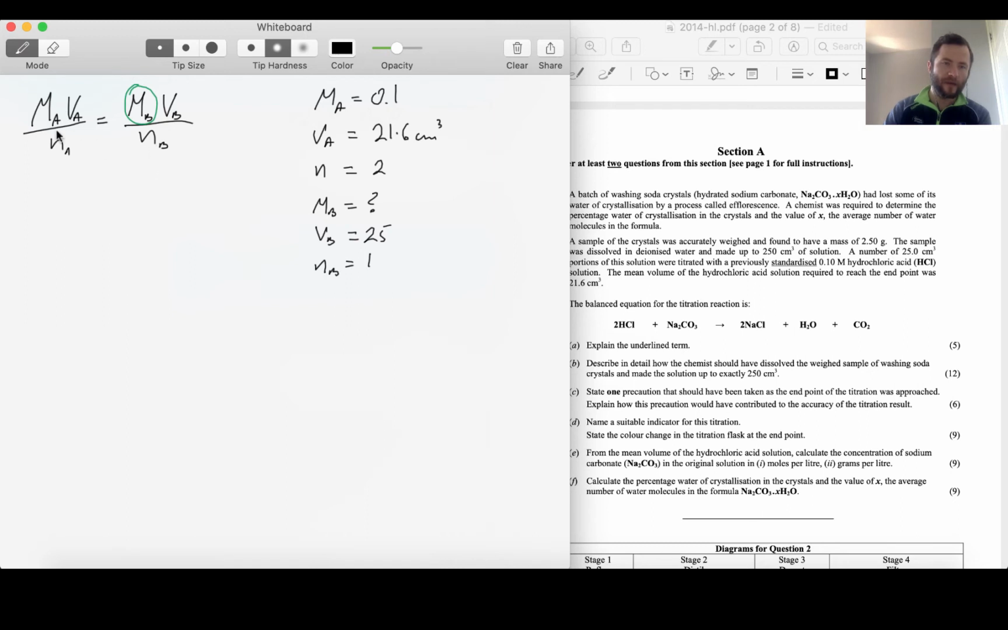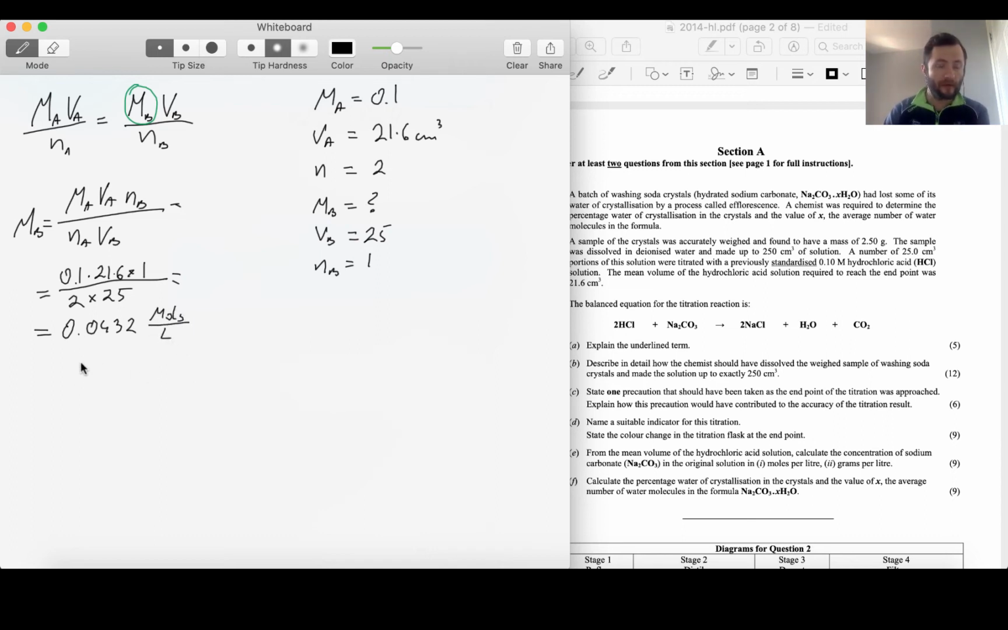Multiplying across by n_b and dividing both sides by V_b, I'm going to get that the molarity of the base will be given by the formula: molarity of acid times volume of acid times number of moles of base, divided by number of moles of acid times volume of the base. I can substitute the quantities from the problem, all listed over here, to get that the molarity of the base is equal to 0.0432 moles per liter.